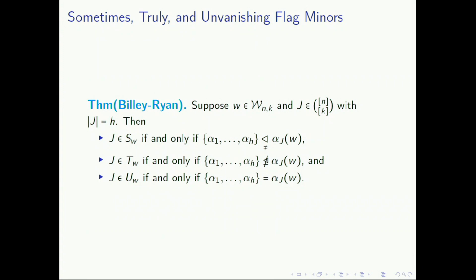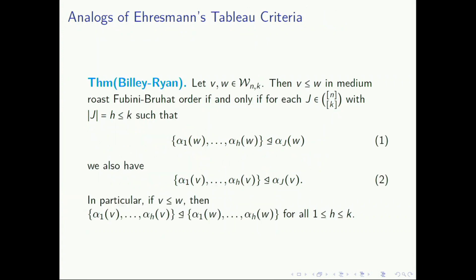And in which case, this says something about equations. What's the corresponding thing about the posets? So here for the medium roast, first of all, V is less than or equal to W in medium roast Bruhat order if and only if, every time you have a subset J of some size between 1 and k, let's say its size is h, then you check, is alpha 1 of W through alpha h of W less than or equal to this alpha J of W in the Gale partial order on multisets? If so, then we also have to have the corresponding thing happen for the V vector in order for everything to vanish, quite right.